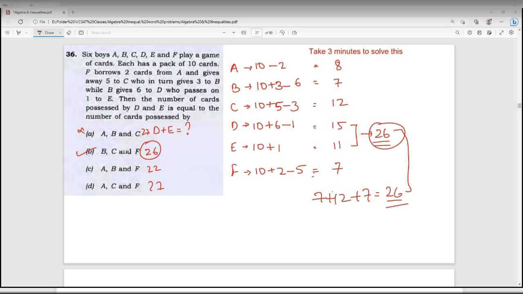Deepti asks: Sir, how did we know that we have to add D plus E? So they have asked here, in the last sentence: then the number of cards possessed by D and E is equal to the number of cards possessed by... So D and E is mentioned right there. The question itself is asking that the total cards D plus E have is equal to the cards held by which combination. Okay, sir.